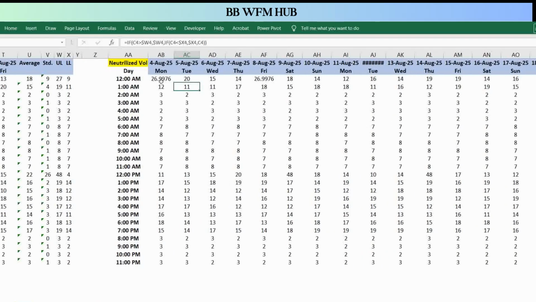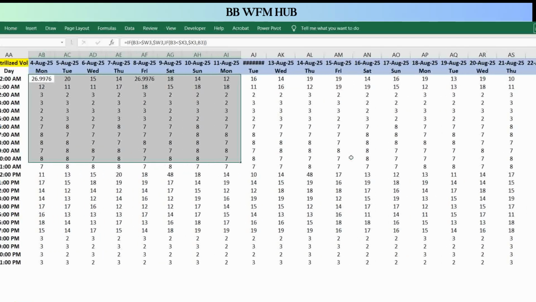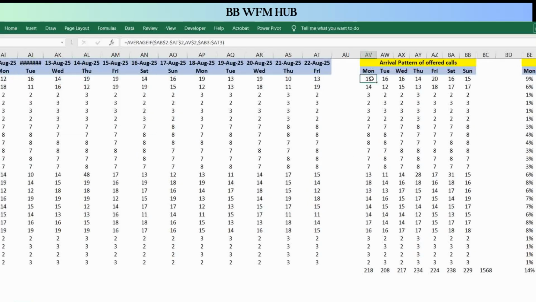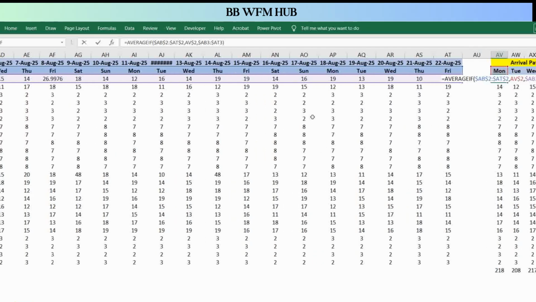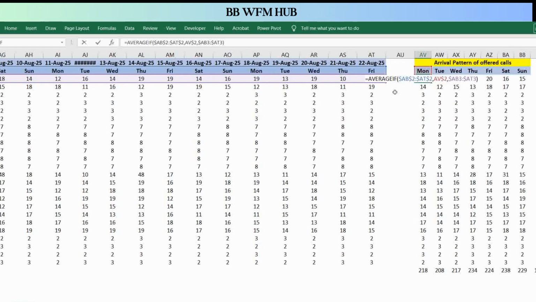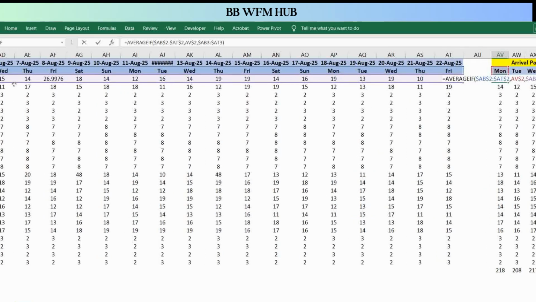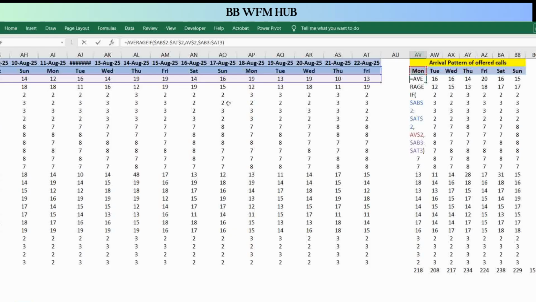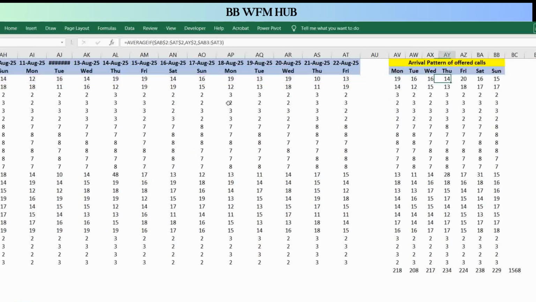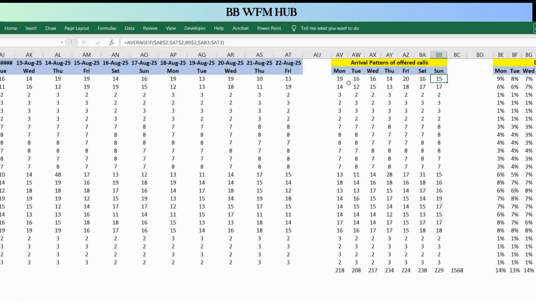Now that we have neutralized all the calls in our data, it's time to calculate the arrival pattern. So what is the arrival pattern? Arrival pattern means we are taking the averages of all the Mondays. For example, here I have put the average formula. It takes all the Monday call volumes, and it works the same for the other intervals and for the other days. Now we have calculated our arrival pattern as well.